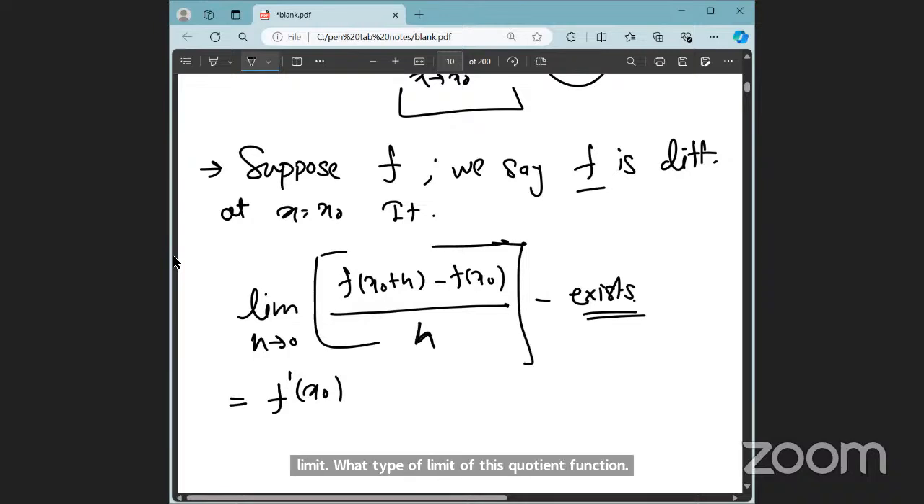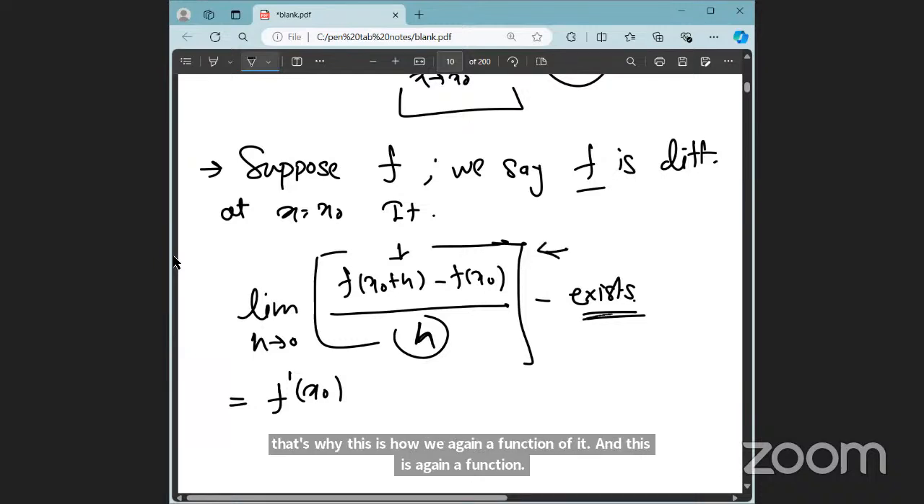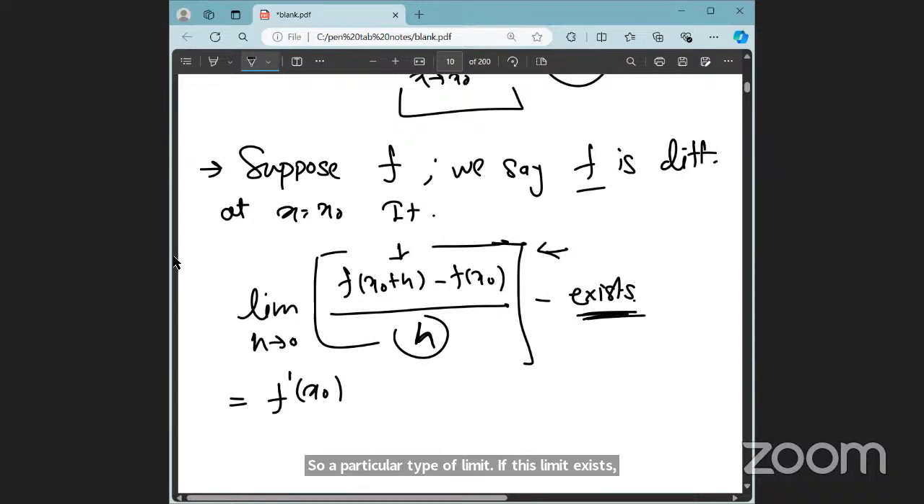Yes, here the limit depends on h. So this is again a function of h, and this is again a function of h. So it is a particular type of limit; if this limit exists, then we say that our function is differentiable at that particular point x.